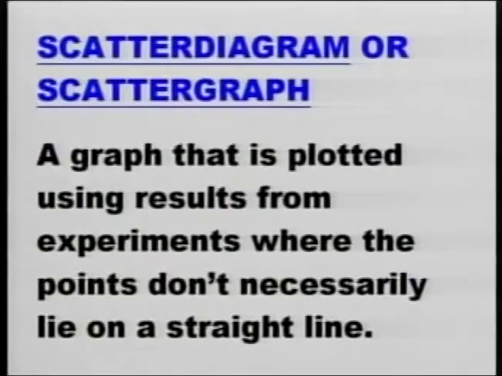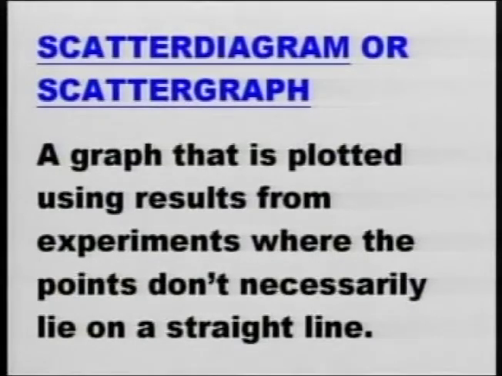Okay, this is my own definition of a scatter diagram or scatter graph. I am not a mathematician. I just teach maths, but I'm not a mathematician. A graph that is plotted using results from experiments where the points don't necessarily lie on a straight line. Because in an experiment, you can make mistakes, and unlike the other graphs that you've looked at, where all of them lie on the same straight line, usually it doesn't happen that way.